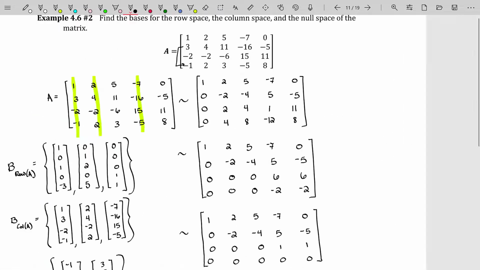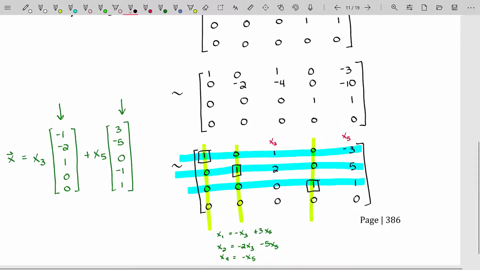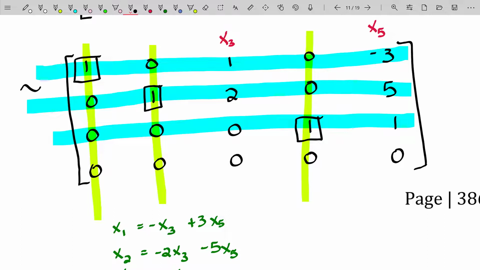Row space, you'll always talk about the rows of the reduced row echelon form of your matrix generating the row space of A. And I should say the non-zero rows of the reduced row echelon form of your matrix generating the row space of A.